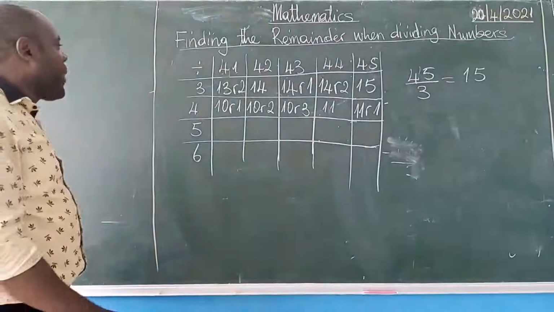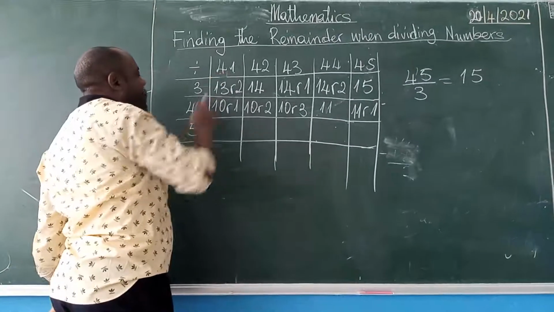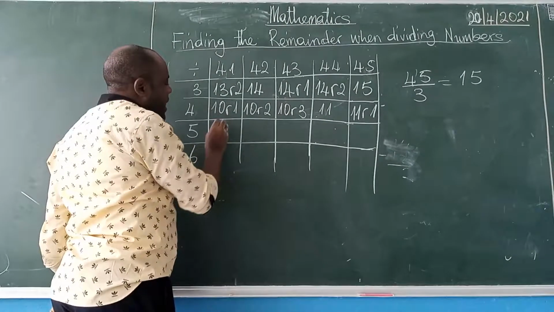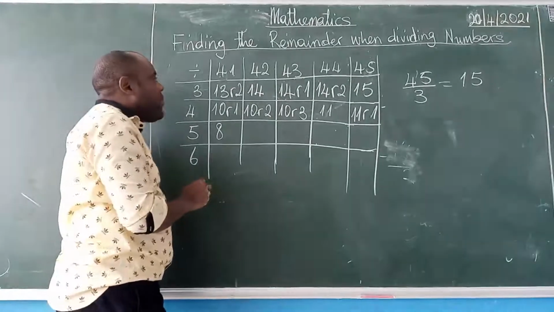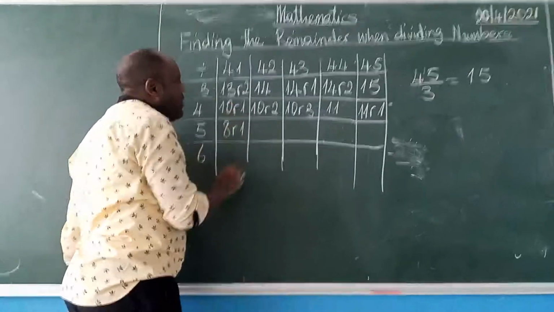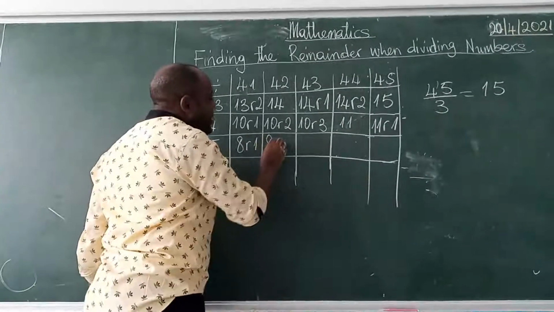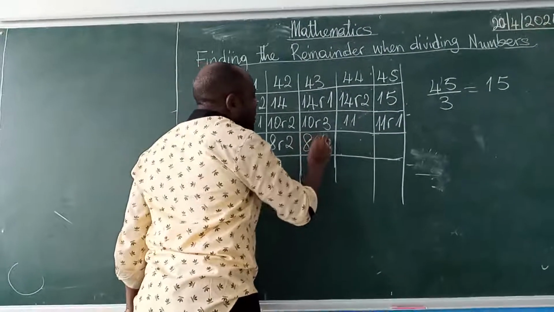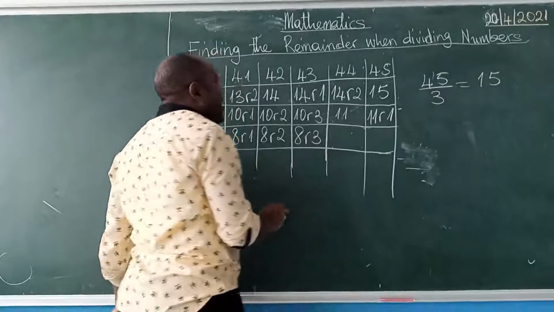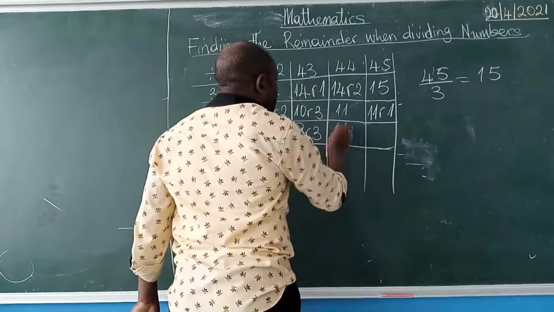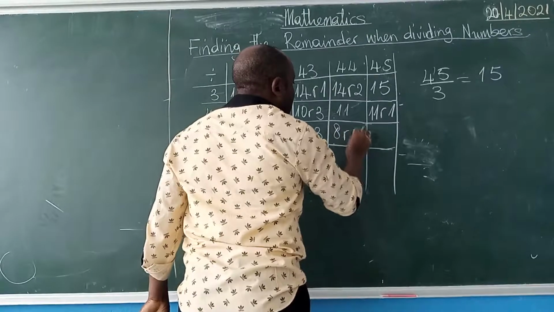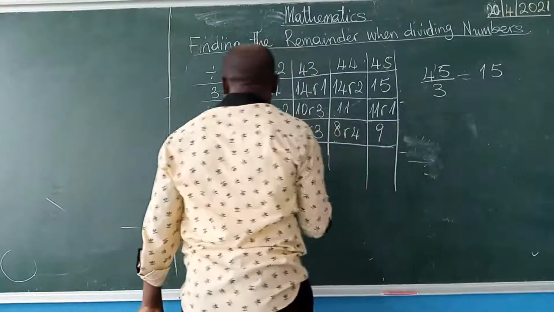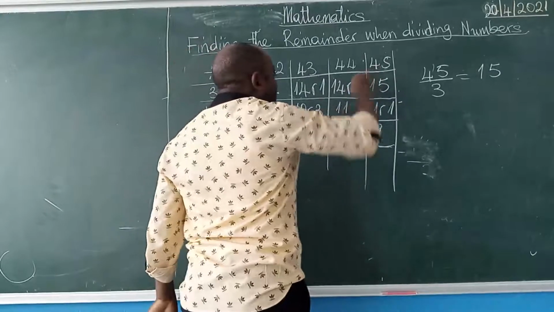If I take the next one, 5 can go into 41 8 times, because 8 times 5 is 40. Remainder 1. We have 8 remainder 2, 8 remainder 3, and then 8 remainder 4. And we have 9. 9 times 5 is 45.